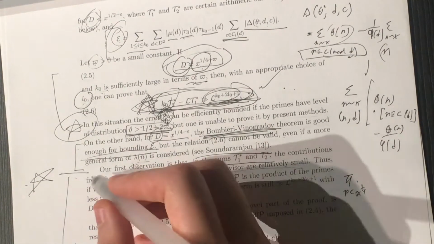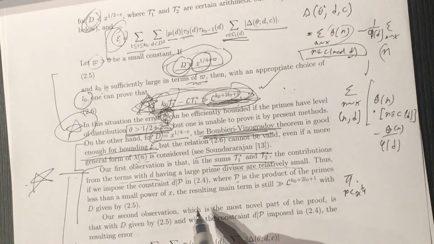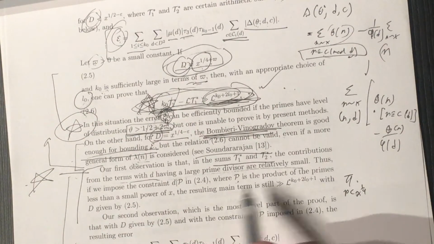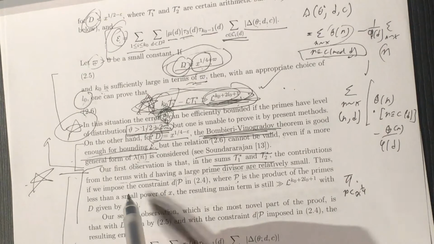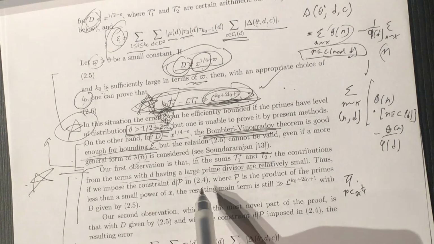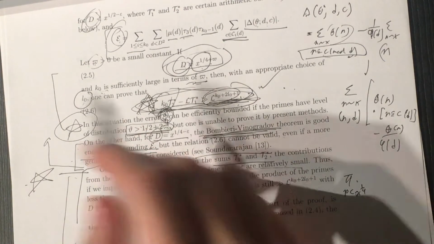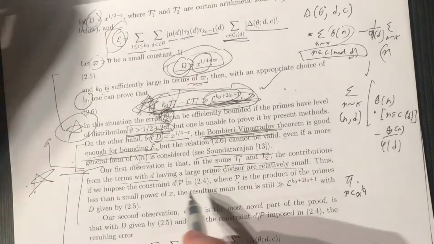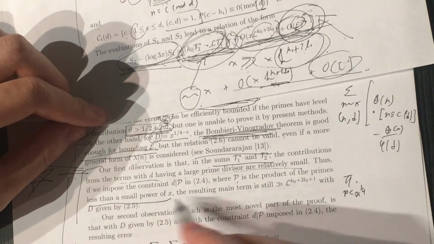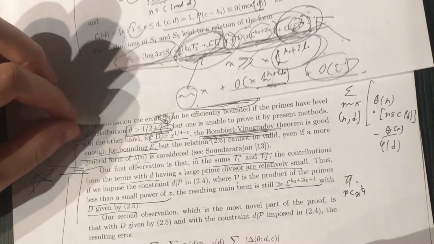Wait, so I think what he's saying here is this is the start of his contributions. And so all of this stuff before was summarizing the previous work. So his main contribution is that he's thinking about applying this additional constraint. And so this is one step towards achieving this bound on the error based on the previous work. So, okay, this is a new definition. P is the product of the primes less than a small power of x. And the resulting main term is still greater than this with D given by 2.5.